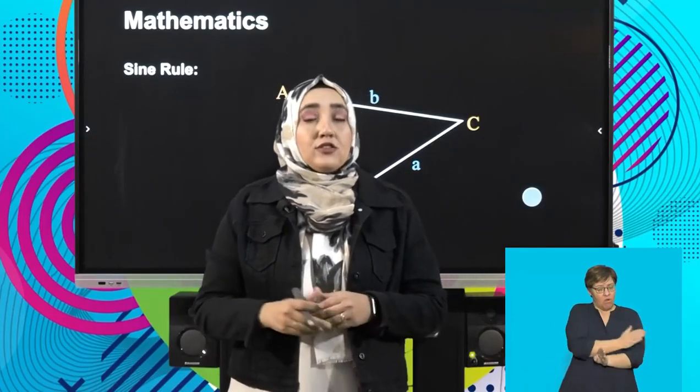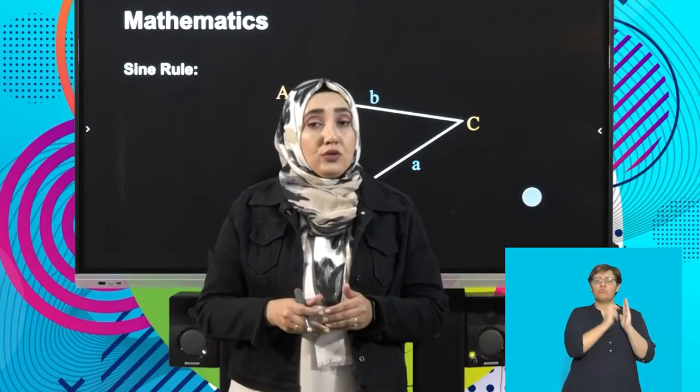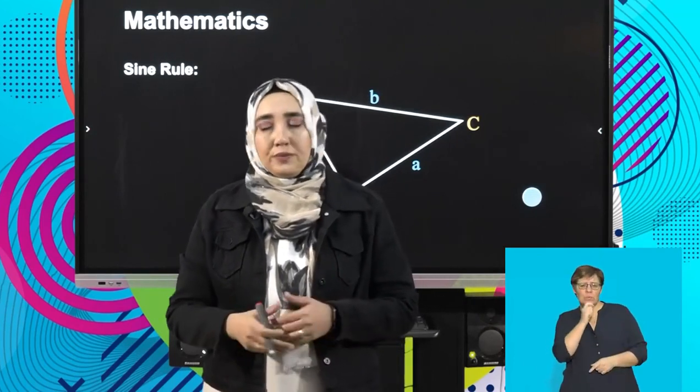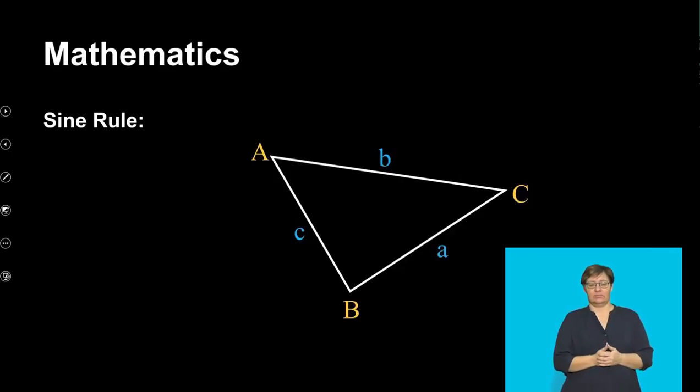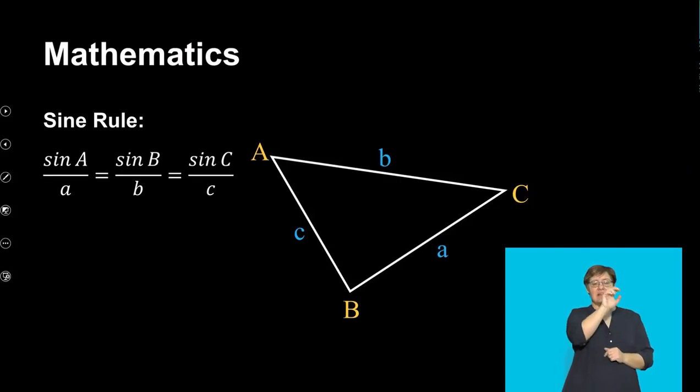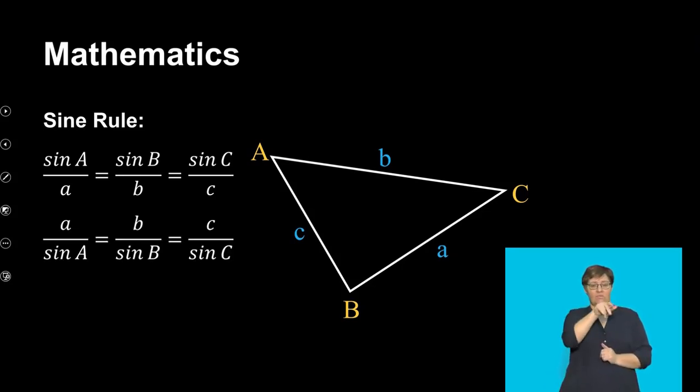Before we begin, let's do a quick recap of all the rules and when to use each rule. So, let's begin with the sine rule. What is the sine rule? The sine rule is sine A over A equals sine B over B equals sine C over C. And we have the reciprocal versions, which we use when we're looking for a side, and it's A over sine A, B over sine B, C over sine C.